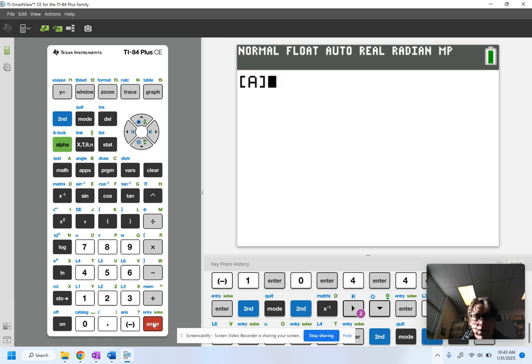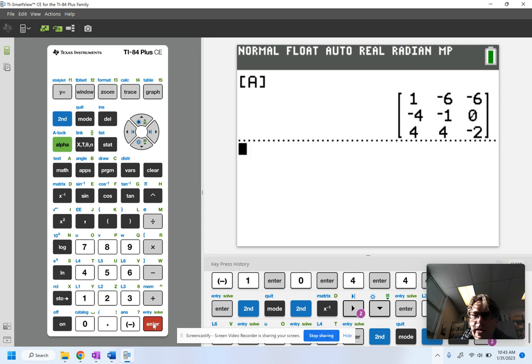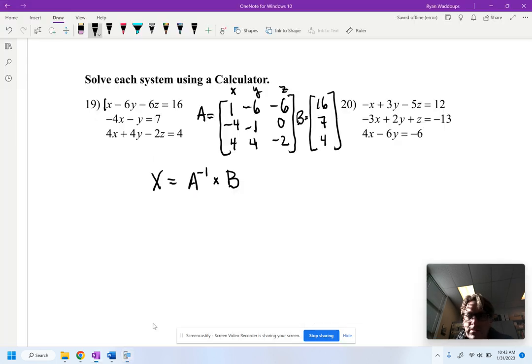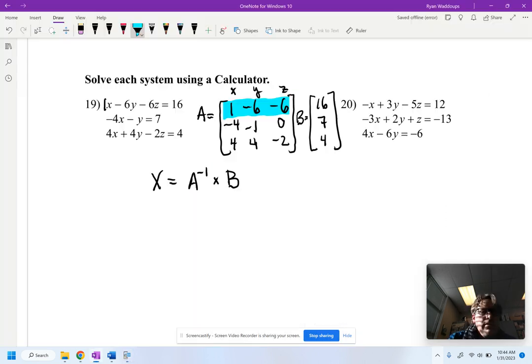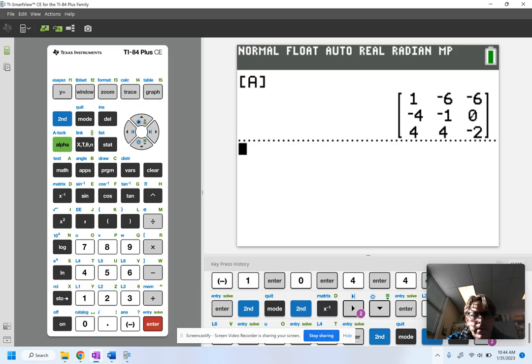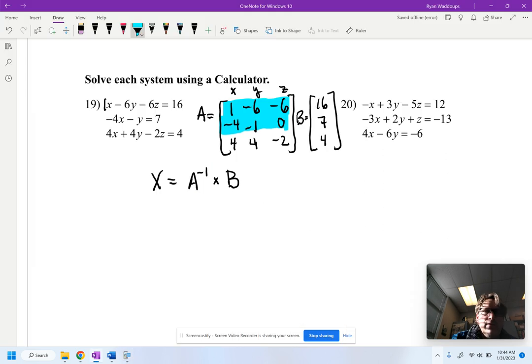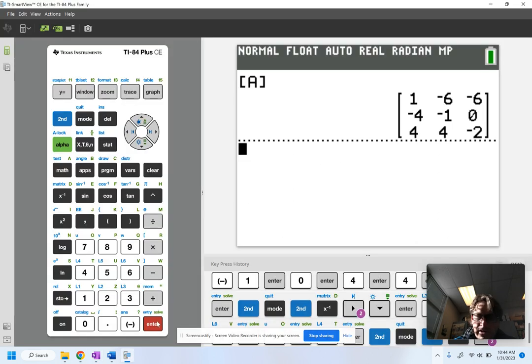Now, if I wanted to, I could just click enter. Let's go ahead and do that once. And it tells me 1, negative 6, negative 6. Negative 4, negative 1, 0. And then 4, 4, negative 2. So we can just check to make sure that we entered it correctly. We're good. But we want to go further, so I'm going to clear that.